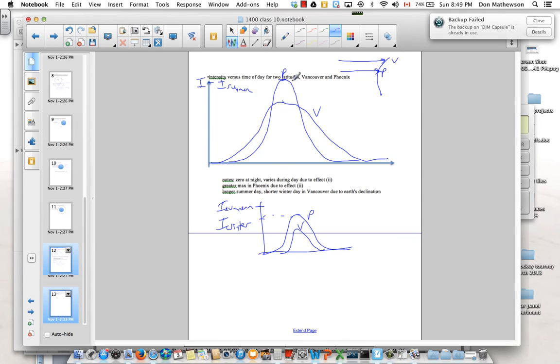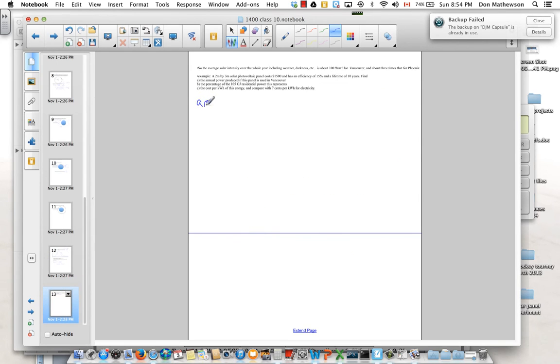Because if you take everything into account, weather patterns, latitude, night and day, 24 hours a day, 365 days a year, you'll get about 100 watts of energy for every square meter in Vancouver. And about 3 times that for Phoenix. So let's imagine that you want to buy a solar panel and make some electricity. Typically their efficiencies are about 15%. Let's imagine that you want to do this in Vancouver. So the area of your panel is 2 meters by 3 meters. That's 6 square meters.